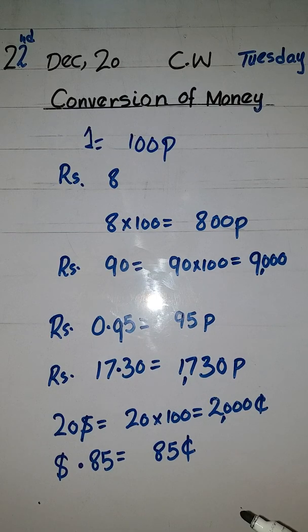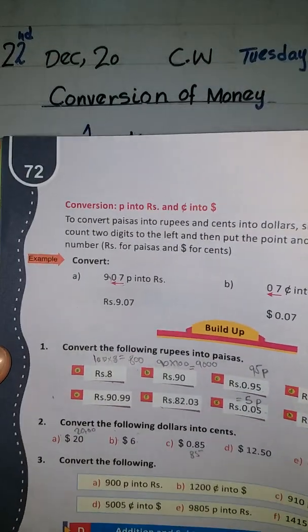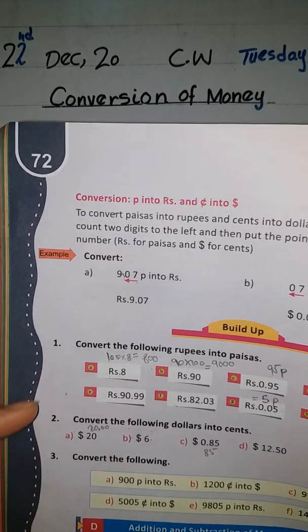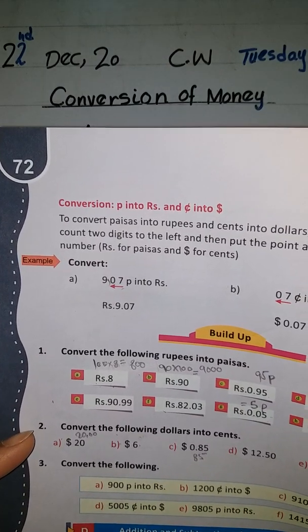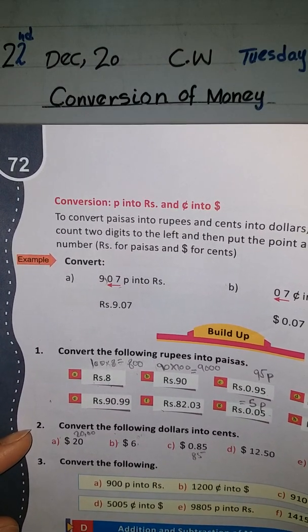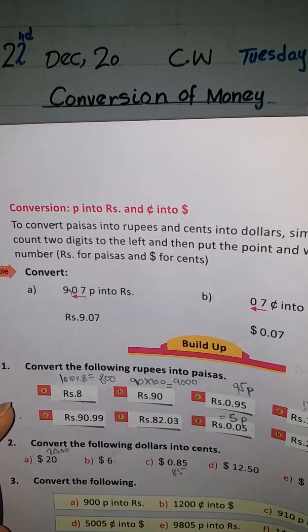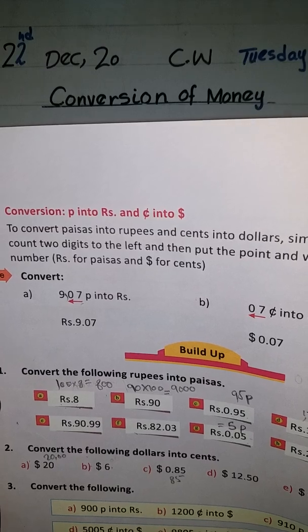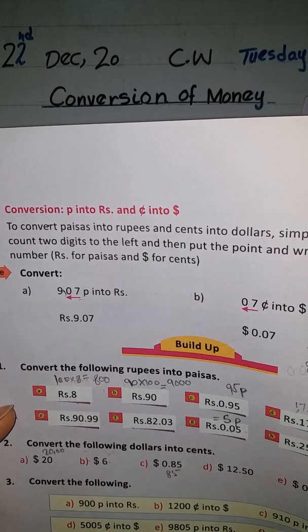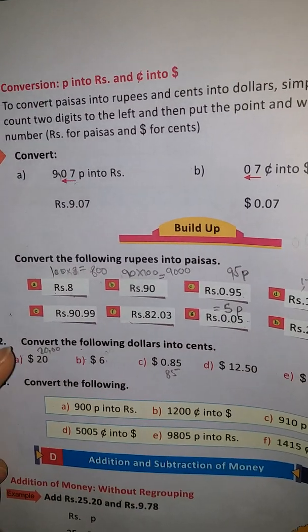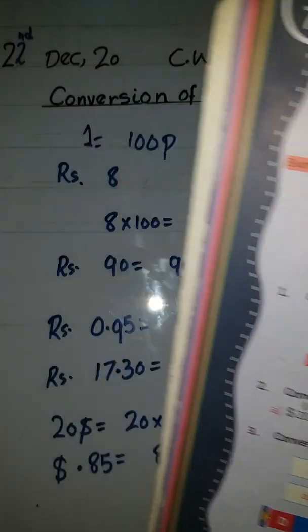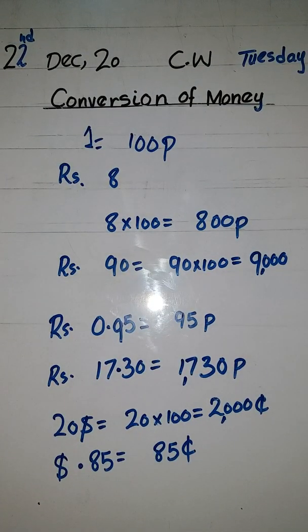Okay grade 3. On your book, on page number 72, if you open, you can see question number 1 and 2. I had given you these to solve, but we are going to revise again. Point A, question number 1: convert the rupees into paisas and dollars into cents, both questions.